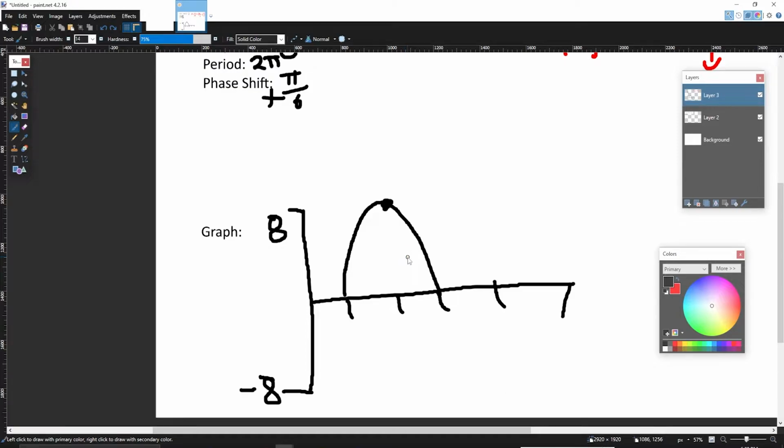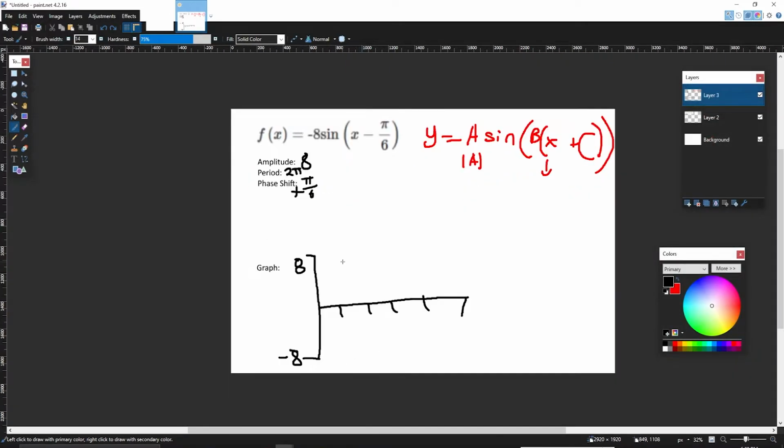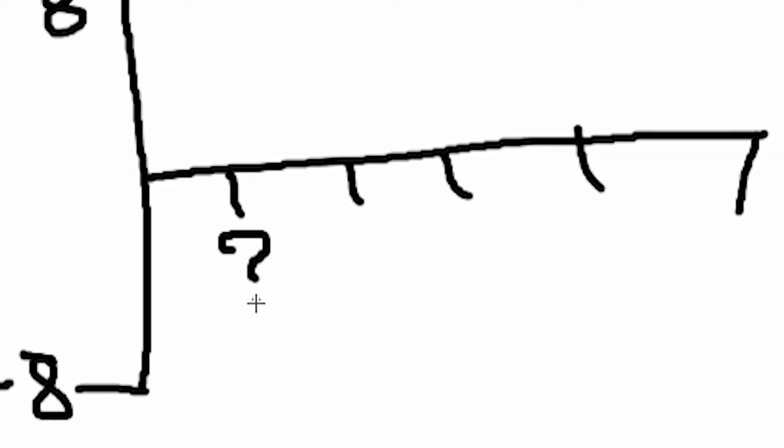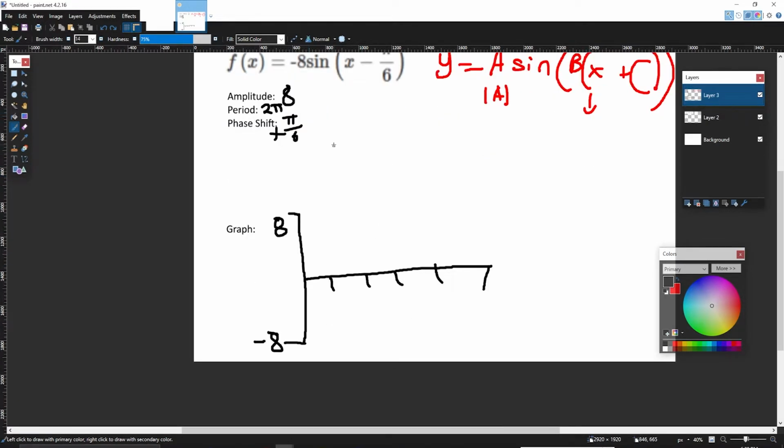But since this is negative, the x values have to be a reflection. So instead of going up, we're going to start by coming down, okay? So just keep that in mind. But before we can do that, we have to find the actual x values. What are the x values, you ask? If we have a phase shift, that is typically our first x value, okay?